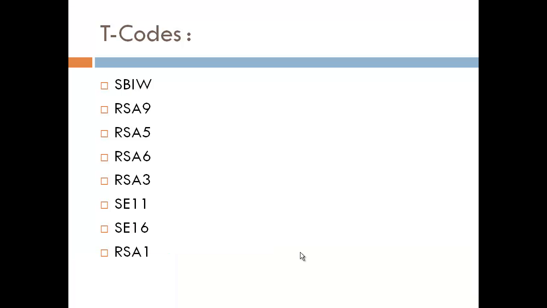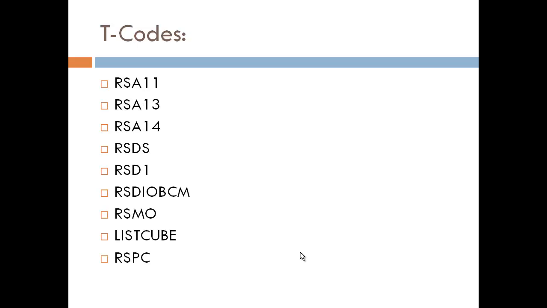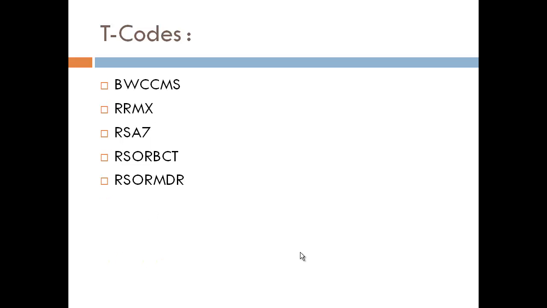The transaction codes required for this example are BIW, RSA9, RSA5, RSA6, RSA3, SE11, SE16, RSA1, RSA11, RSA13, RSA14, RSDS, RSD1, RSDIOBCM, RSMO, LISTCUBE, RSPC, BWCCMS, RRMX, RSA7, RSORBCT, RSORMDR.